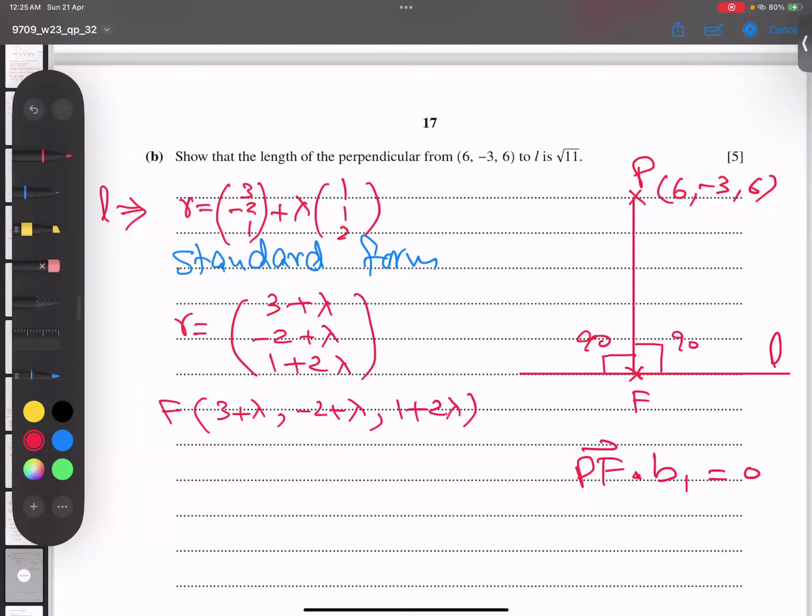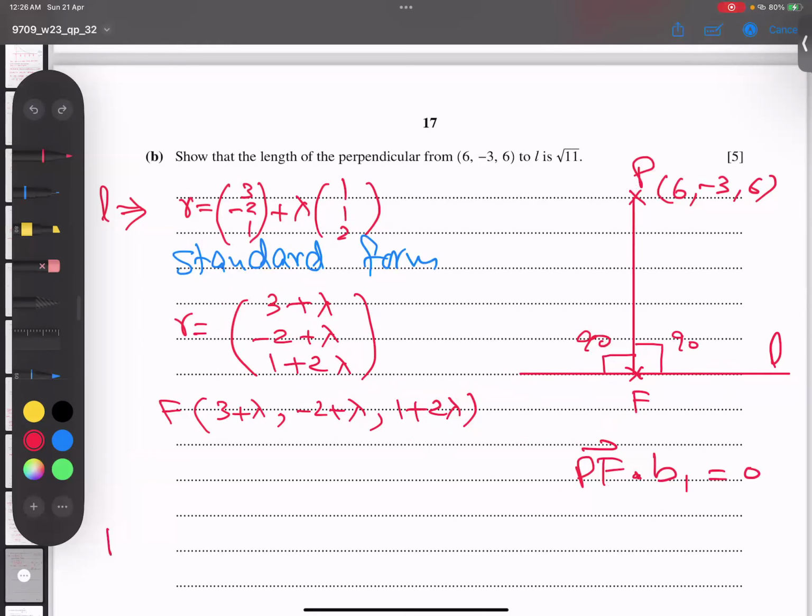And for your knowledge, this point represents millions of points on the line. It expresses the F coordinates. When I plug in lambda some number, for example 1, maybe I come here. If I plug in lambda 2, maybe I reach here. If I plug in lambda 3, maybe I reach here. If I plug in lambda 4, maybe I reach here. So this is F, but I'm looking for the PF vector.